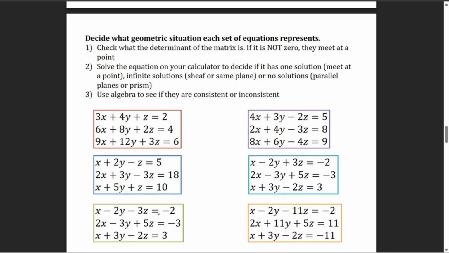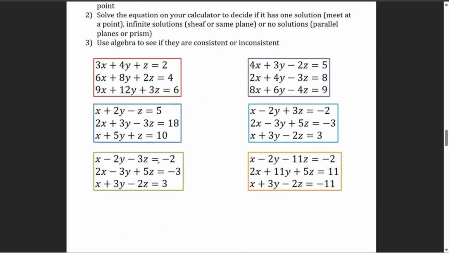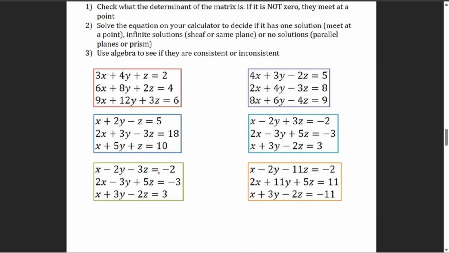Solve the equation on a calculator to decide if it has one solution, so it meets at a point, but if you know the determinant, we don't need to worry about that. An infinite number of solutions or no solutions. And it says there, infinite means it's either a line of intersection or the same plane. And then no solutions means they are either all parallel or they form a prism. And then it says use algebra to see if they are consistent or inconsistent, meaning that you can get solutions for all of the equations.